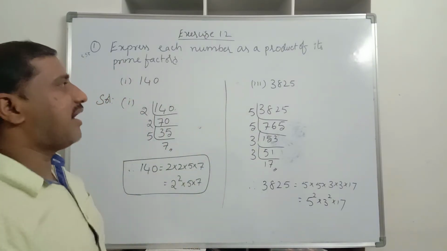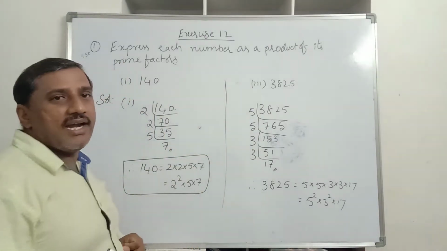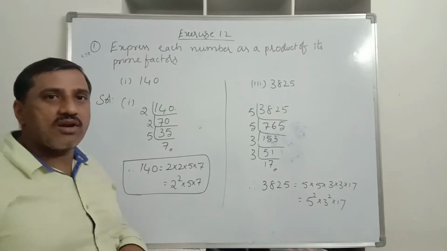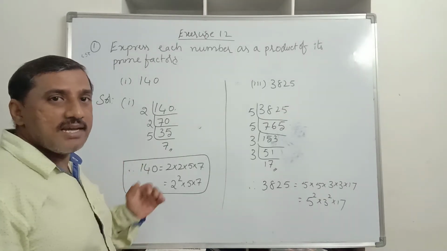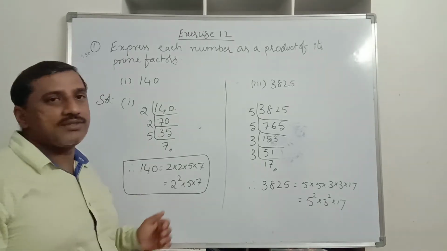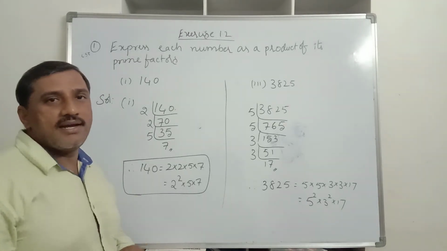So like this we will find the prime factors for 3825. Is it clear, children? Now we will discuss how to find the LCM and HCF of the given numbers using the prime factorization method. Is it clear?